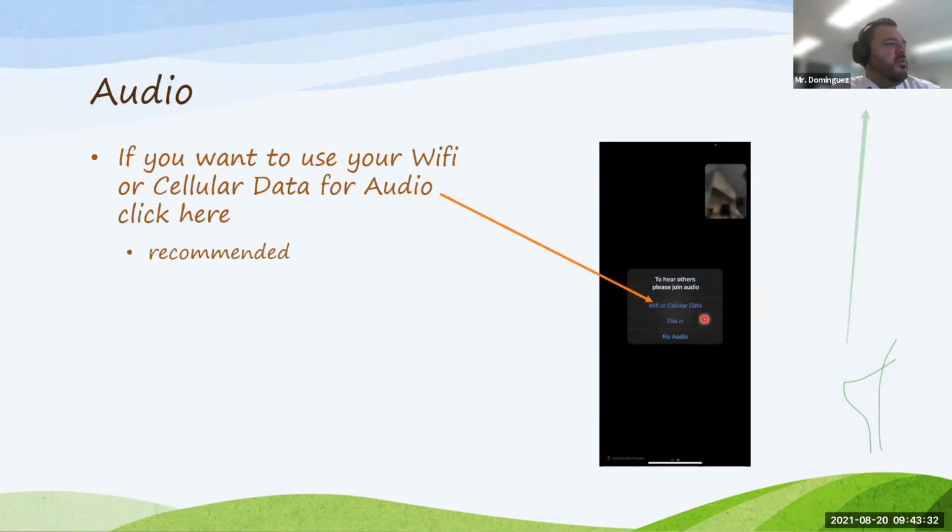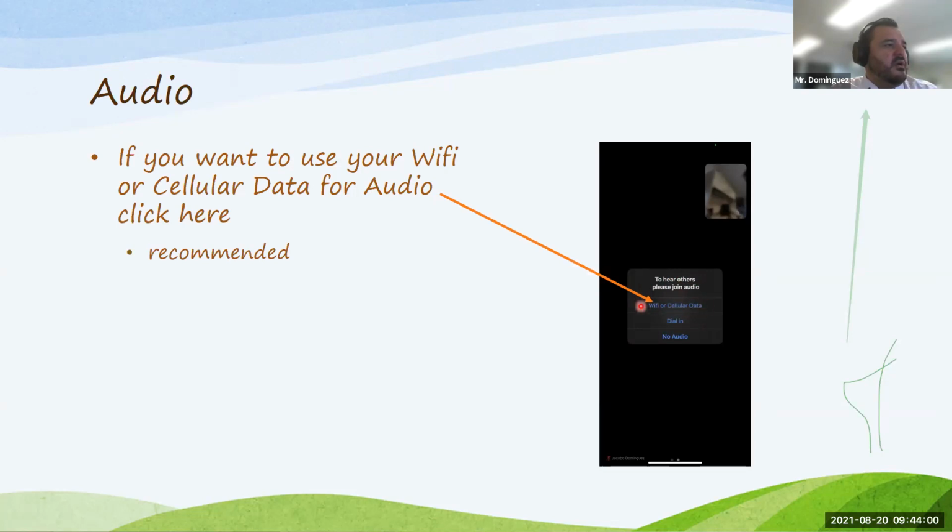Now, for audio, if you're just going to do it in English, right, it will ask you, do you want to hear other people? Well, actually, if you do it in Spanish as well, if you're going to do the translation, it will ask you, do you want to hear other people's audio? And what you will do is click on Wi-Fi or cellular data. You want to do this audio because that gives you access to the translation. If you do dial in, it doesn't really give you access to the translation.